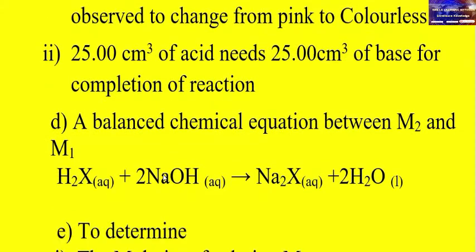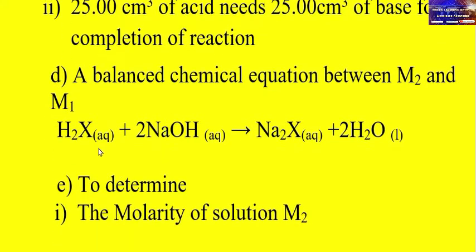The balanced chemical equation is that one: H2X reacting with sodium hydroxide, and that is our end product. You see aqueous solution, aqueous salt, dissolved salt, and this is liquid. When we balance this equation with the hydrated water, you have to exclude the water and use the hydrated compound.